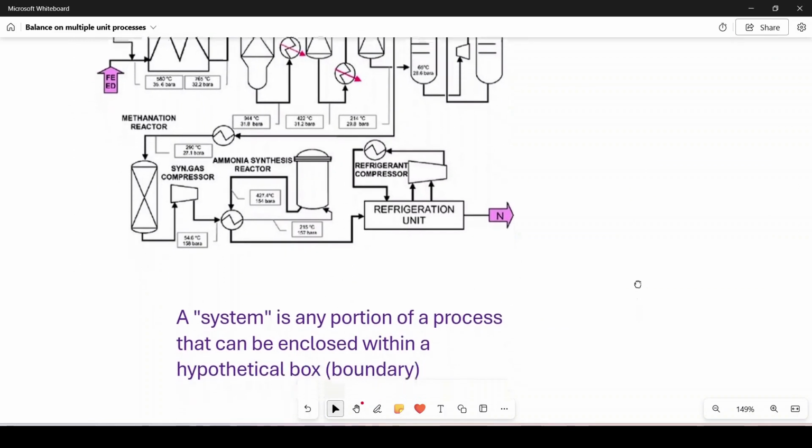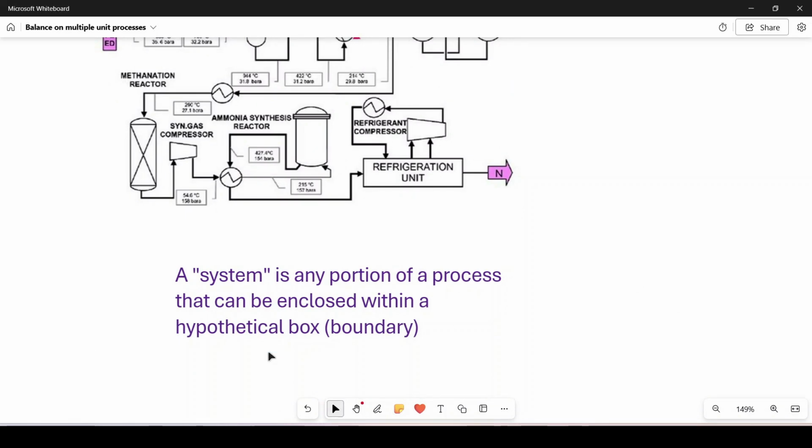So first of all, we have to understand one basic definition that I'm going to use to solve the model problem for this lesson. That is, what is a system? A system is any portion of a process that can be enclosed within a hypothetical box that we call the boundary. Okay, so how we are going to use this, you will see in a few minutes.